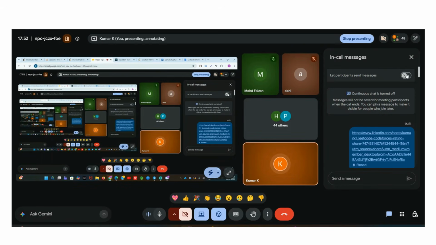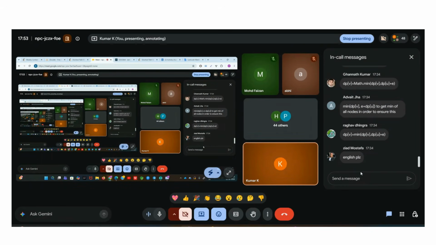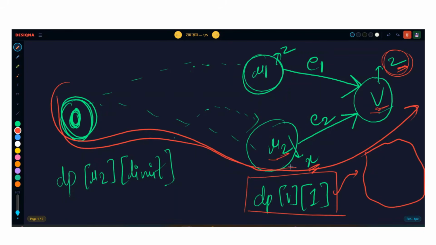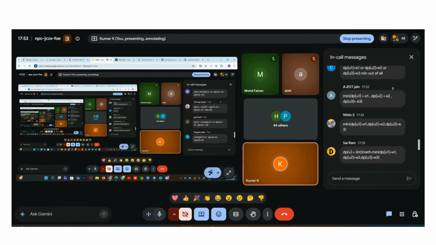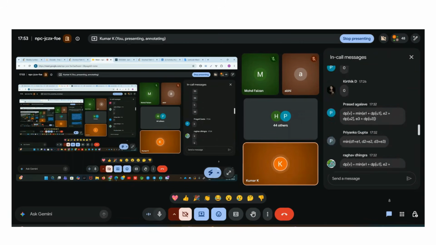So guys, please write the formula in the Google chat. What will be the answer for dpv1? Please write the answer in the Google chat, guys, for dpv1. I have opened the Google chat for you people. You are at node u2 and you know the value of dpu2 limit. So dpu2 limit will propagate its answer to dpv of 1, right? Guys, none of you have written a single expression for dpv of 1.